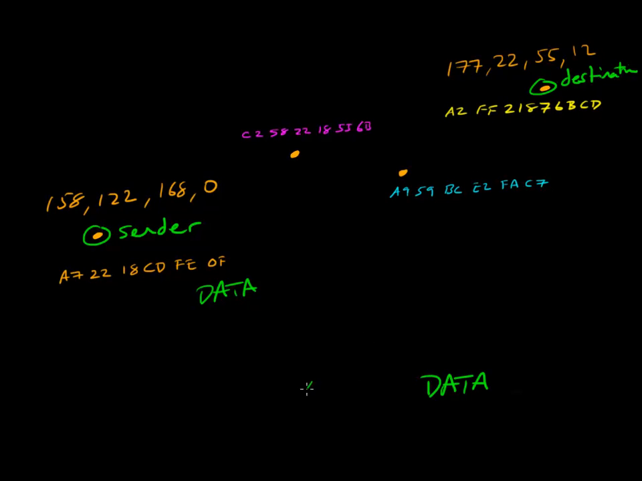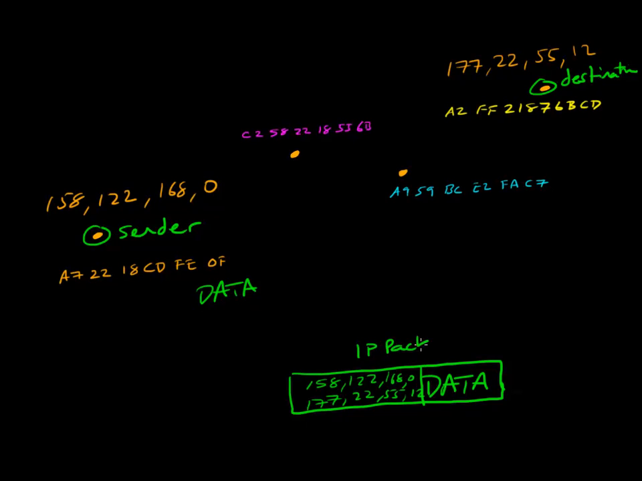So in this case, it will know that the sender is 158.122.168.0. And so this is going to fit into my IP packet. And the destination is 177.22.55.12. And so all of that together is an IP packet with the header and the data.